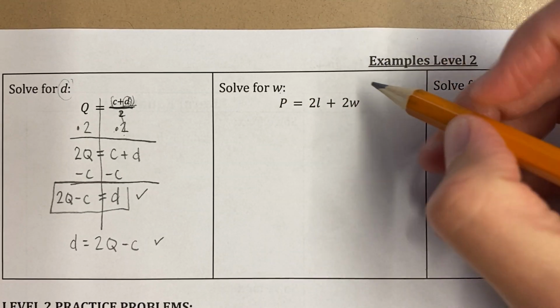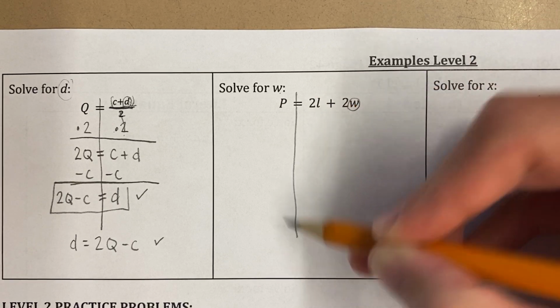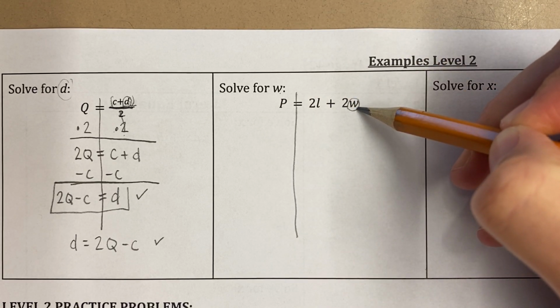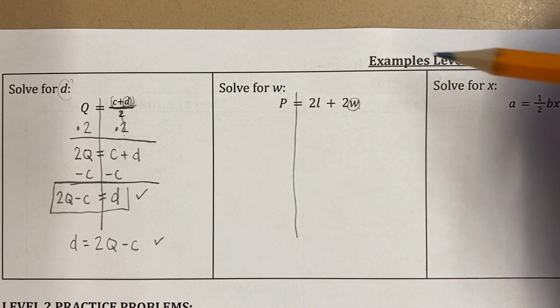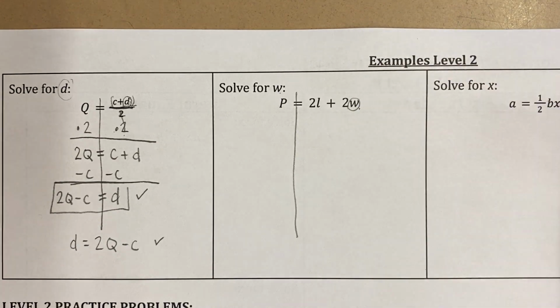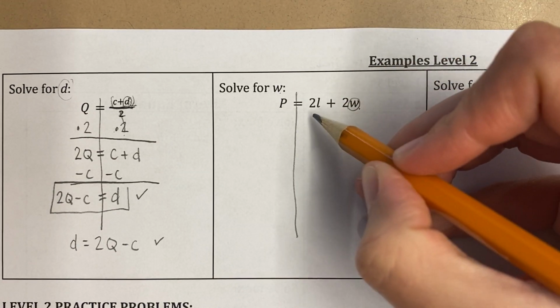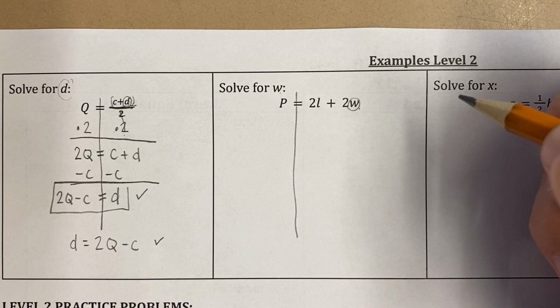Solve for w. Here's w. Here's my equal sign. I'm going to leave the w over here on the right side of the equal sign, and I'm going to get rid of everything else on the right side of the equal sign besides the w. So first I notice there's this 2L right here.